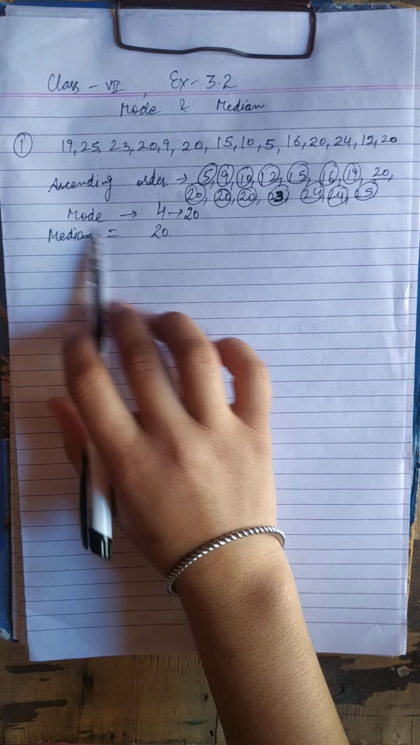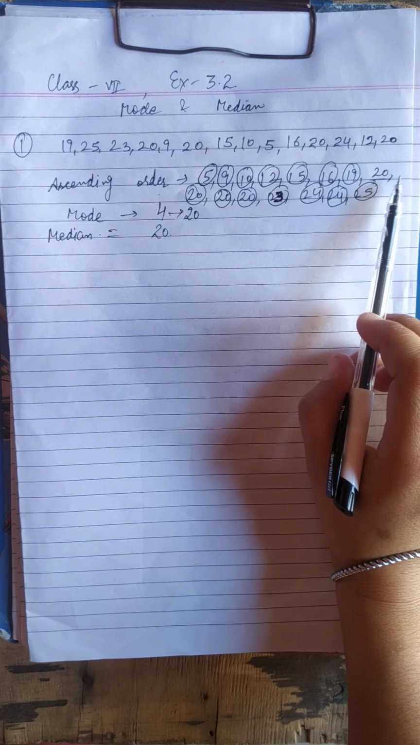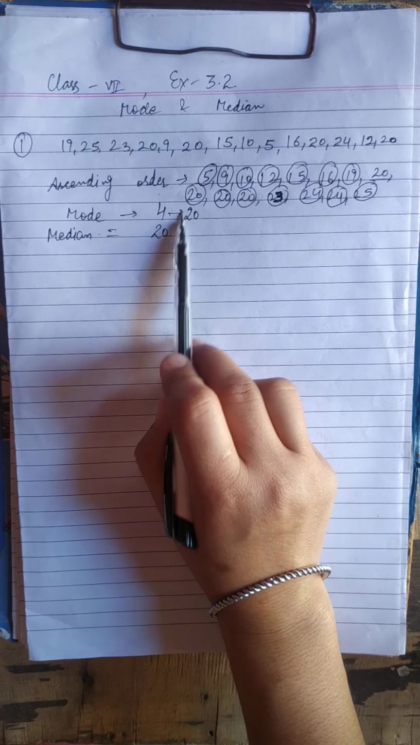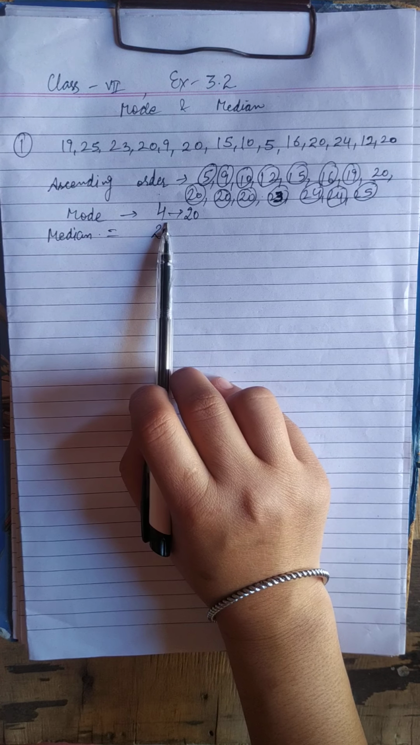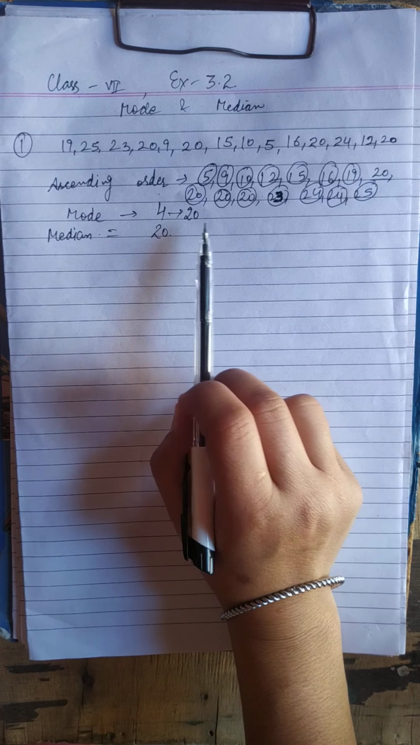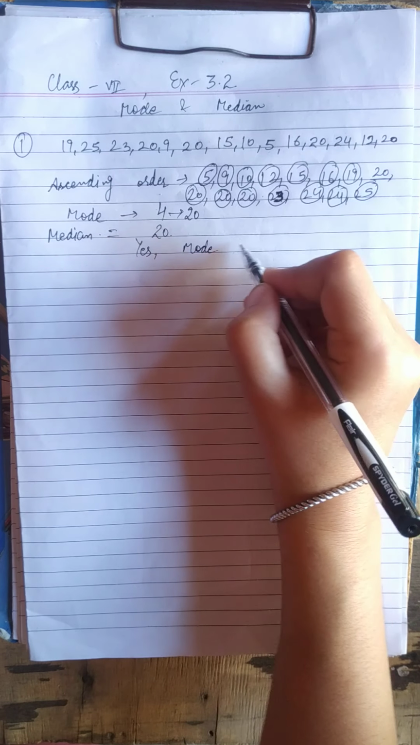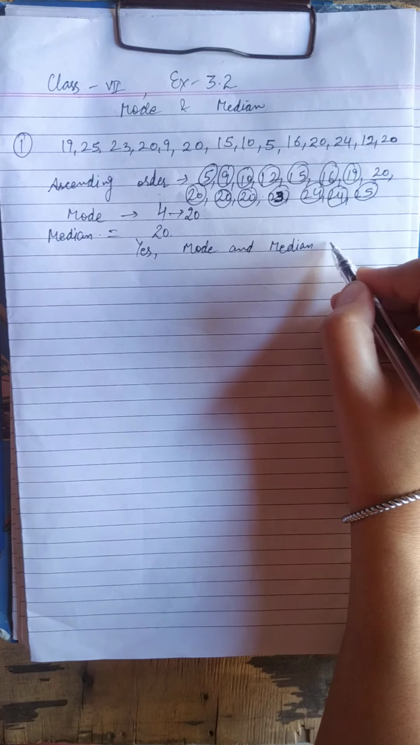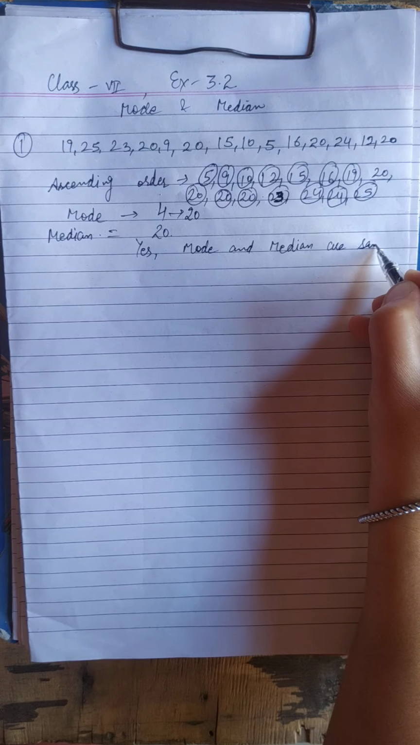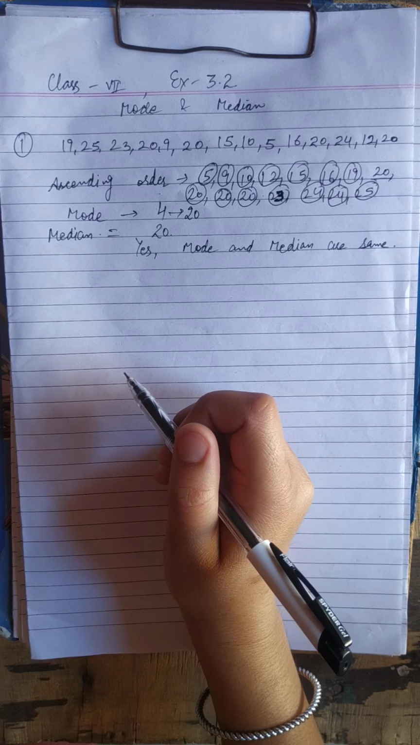So first, what is mode? Mode is the number which is occurring most often, and that is 20. So 20 is our mode, and the middle value is our median. The question asks, are they same? So we have to write here, yes, mode and median are same. Fine. Second, third and fourth questions you can do in the same way.